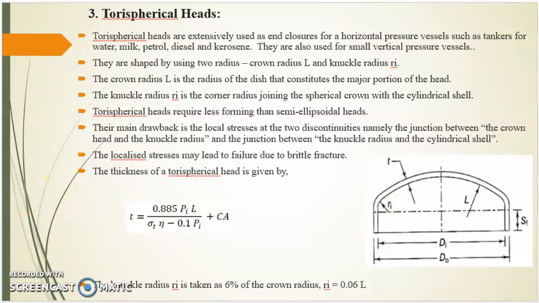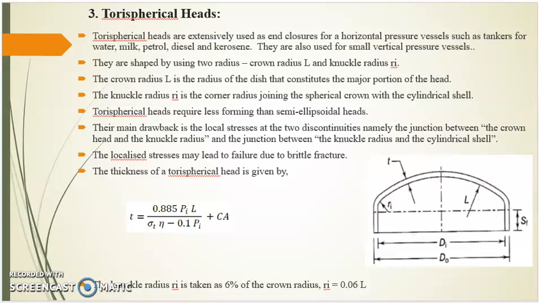The crown radius L is the radius of the dish that constitutes the major portion of the head. The knuckle radius Ri is the corner radius joining the spherical crown with the cylindrical shape. Toruspherical heads require less forming than semi-ellipsoidal heads.